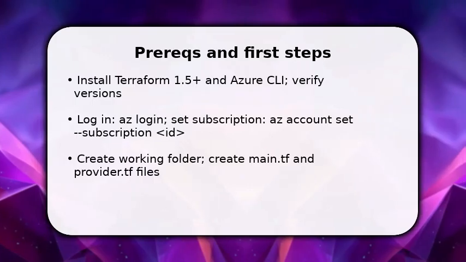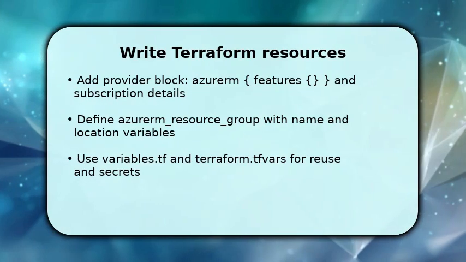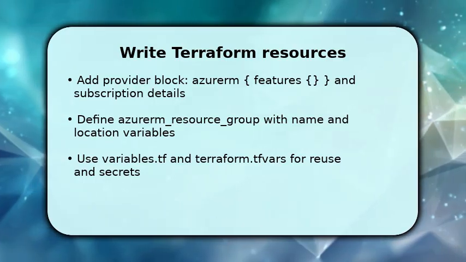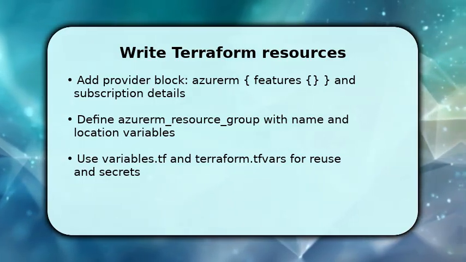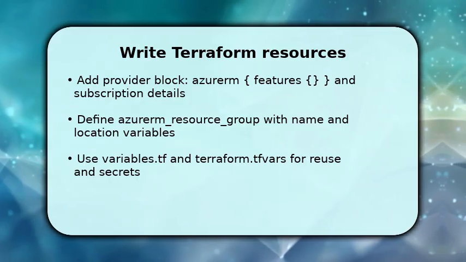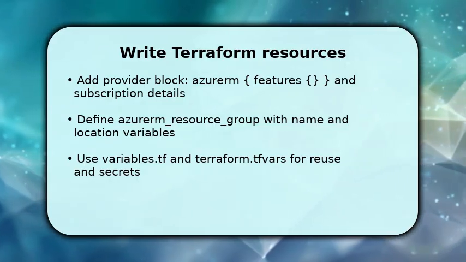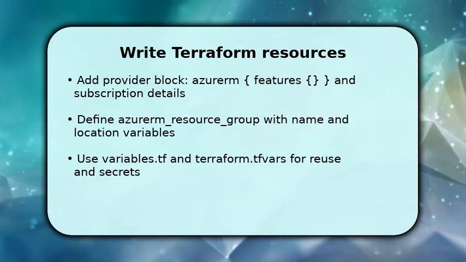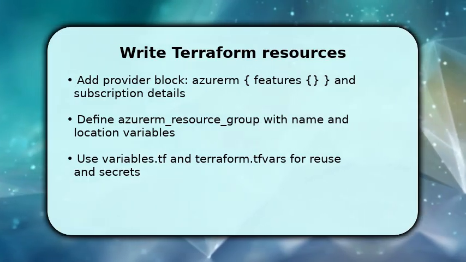You now author the resource definition. In main.tf add azurerm_resource_group with a clear name and an Azure location, referencing variables for flexibility. Then populate variables.tf with defaults for name and location, and add terraform.tfvars for environment-specific values. This keeps secrets out of source.